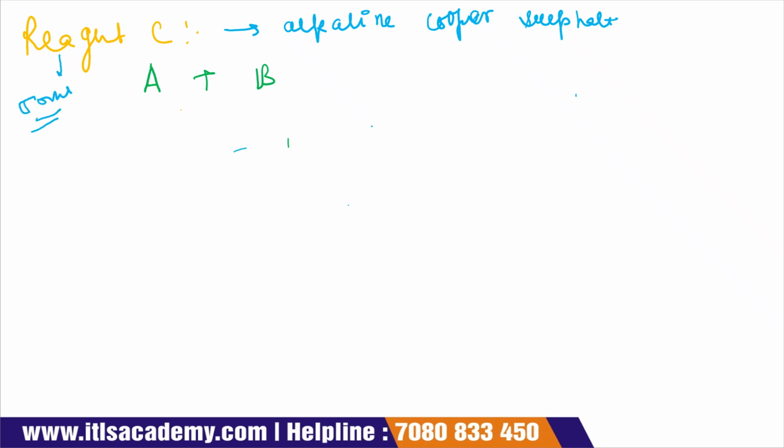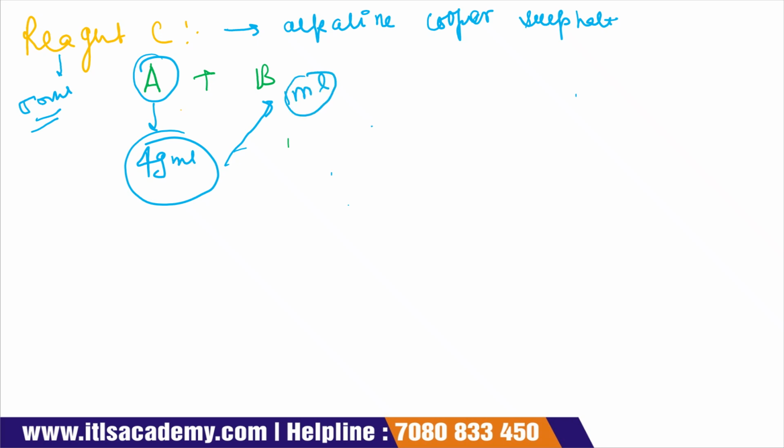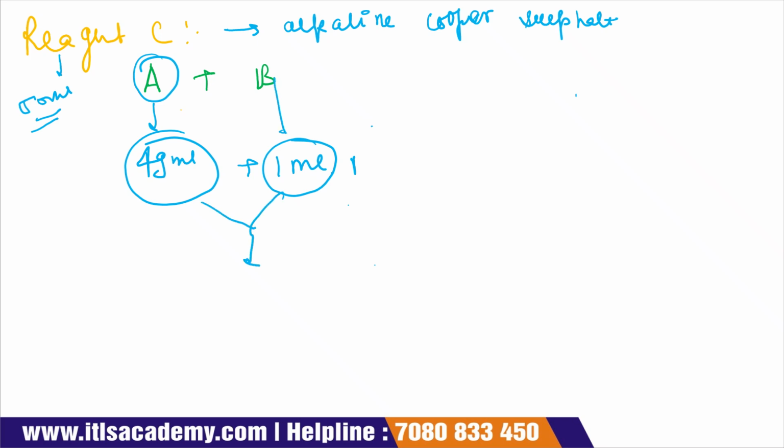Now we have to prepare 50 ml of solution C. For this, we take 49 ml of solution A and 1 ml of solution B and mix it. That is known as reagent C, that is your alkaline copper sulfate.